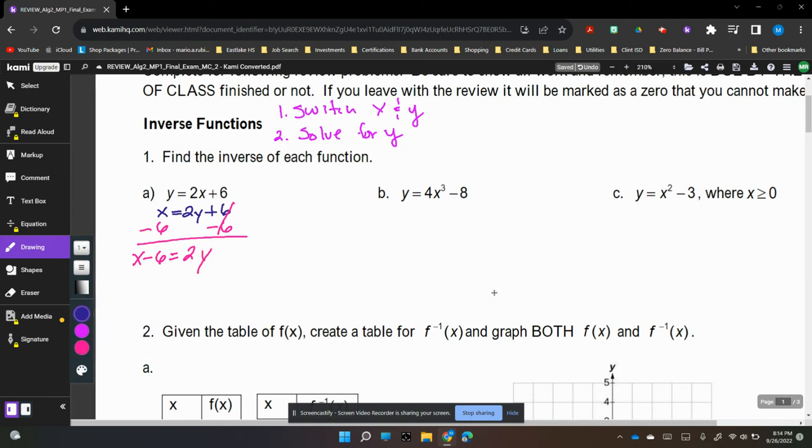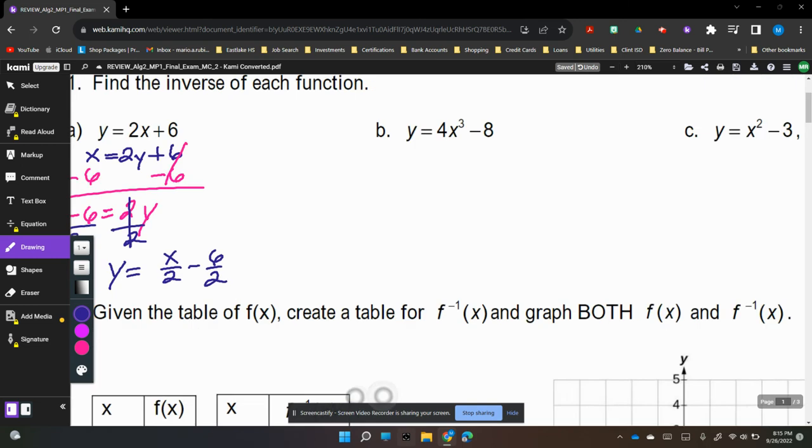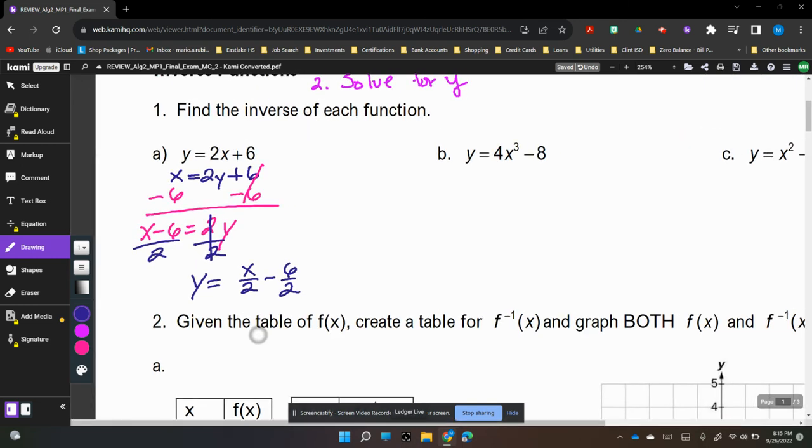Now I need to get rid of this 2, so I will go ahead and divide both sides by 2. Those will cancel. Then I have y equals x over 2 minus 6 over 2. All I did was split this up into 2, and I know that 6 divided by 2 is 3, so I'm going to write 3.